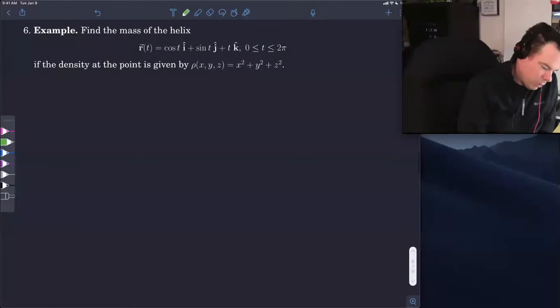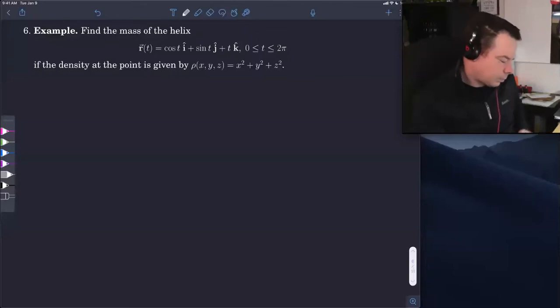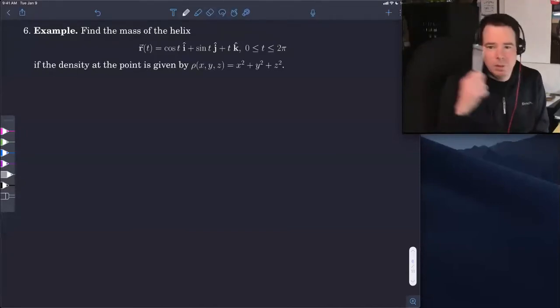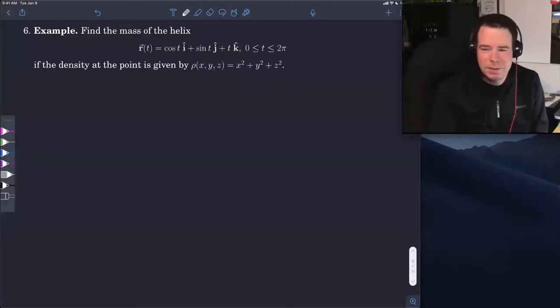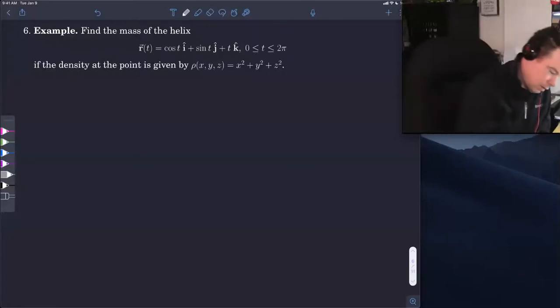So let's go ahead and look at one more example of this, and then we'll move on to the integrals of vector fields. So let's find the mass of a helix. We're thinking of the helix as a rod that's been twisted up into this helix shape. And we know that the density at any point along this helix is given by that function rho there, x squared plus y squared plus z squared. In other words, its density is the square of the distance the point is from the origin. And the curve r of t that we're integrating over is given there.